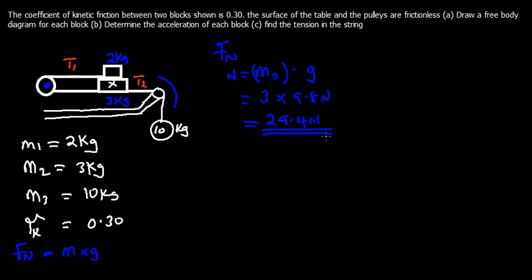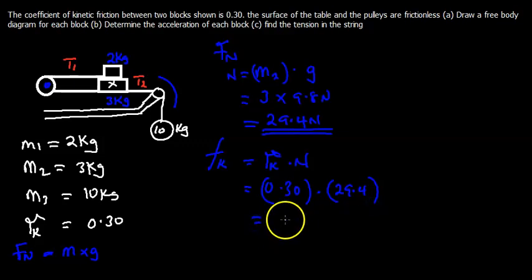So the second thing is to find the kinetic friction. The formula for this is Fk equals mu k multiplied by the normal force. In this case, the mu k we are given to be 0.30. We're going to multiply that by the normal force, which is 29.4. If you multiply the two together, we're going to end up with 8.82 newtons.